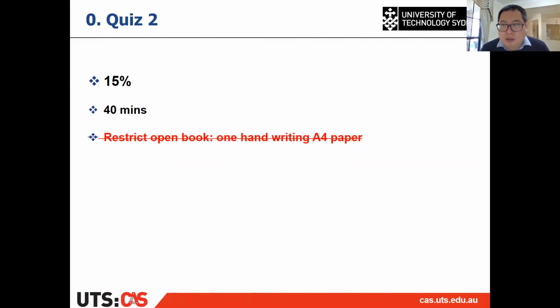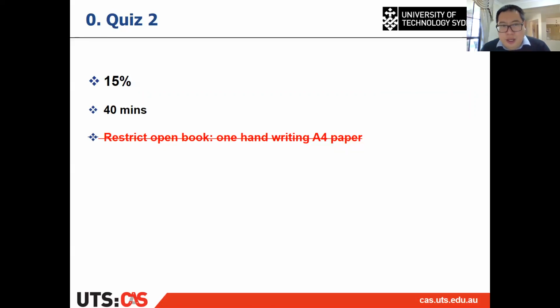You download the question paper, and then you can write the answers in a Word document, or you can handwrite the answers on the paper and take a picture. After time's up, upload your answers on the UTS online. So that is the way we take quiz 2.